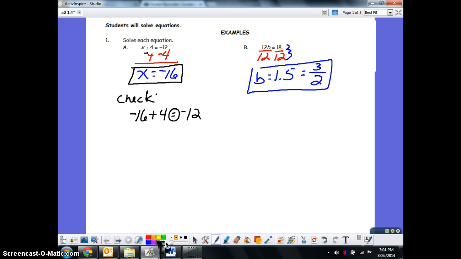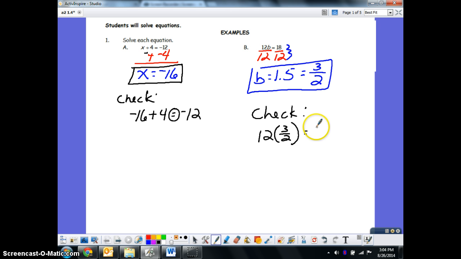And once again, with the check, we can plug 3 halves in for b. I'm a fractions guy, you might be a decimal person. The nice thing about fractions is that they're more precise. You know, it's hard to check with repeating decimals if that's what you end up with.